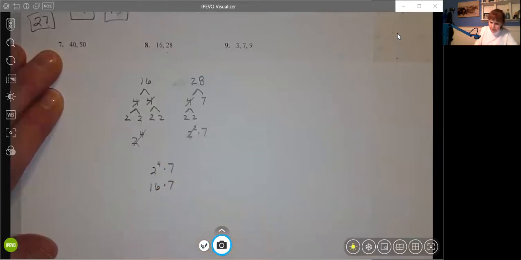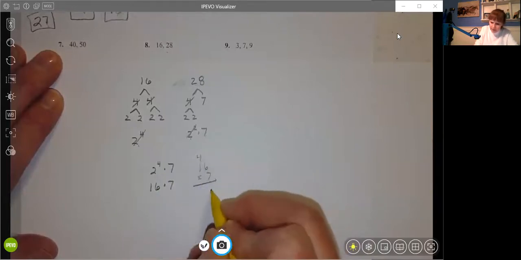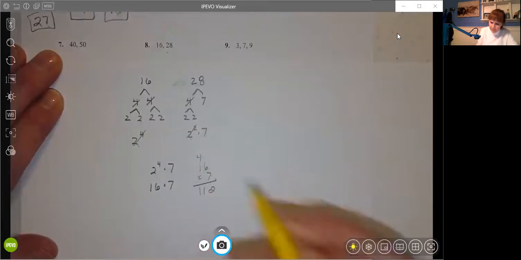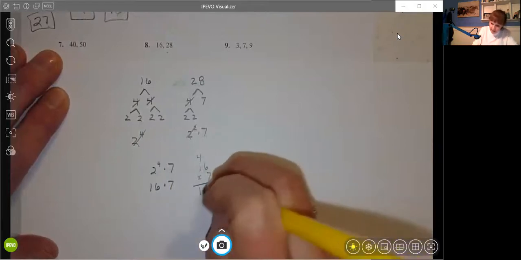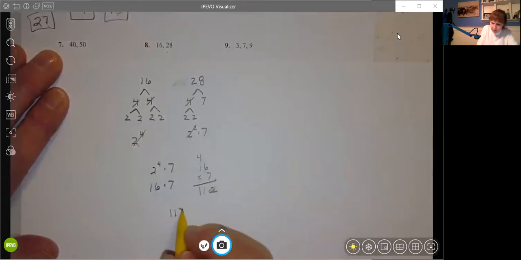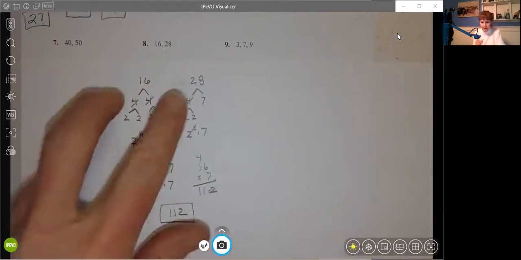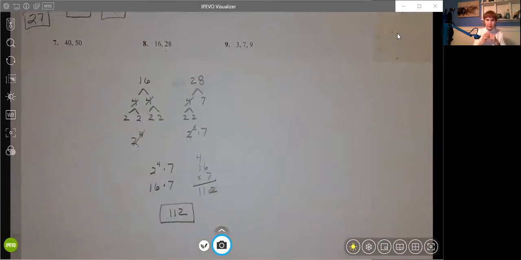times 7. So what's 16 times 7? Let's look at that real quick. 112 is the size of piece you would want in order to have a common denominator with those two denominators. That would be your new denominator.